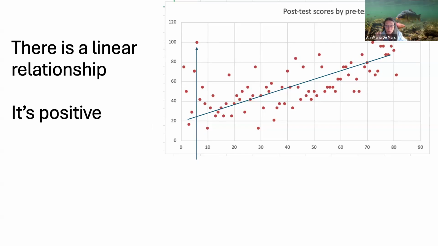Did they just have a bad day in the pretest? Did they decide to turn their attitude around and really study for the post-test? This student over here actually did worse on the post-test than they did on the pre-test. So they were about 80 here, and now they're somewhat less. I might take a look at that student.